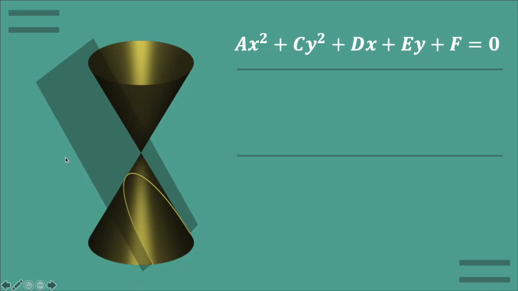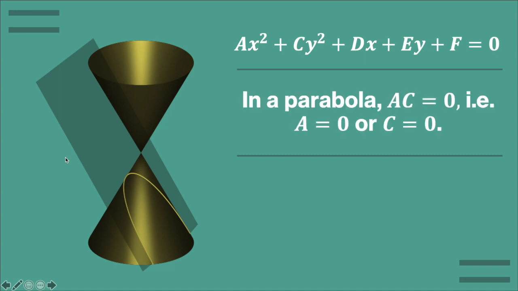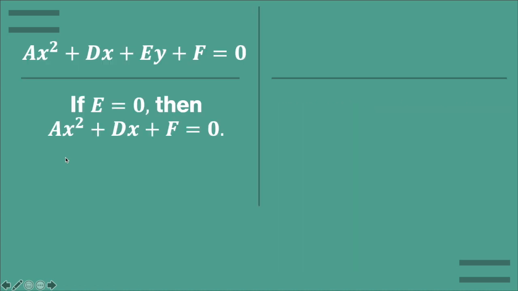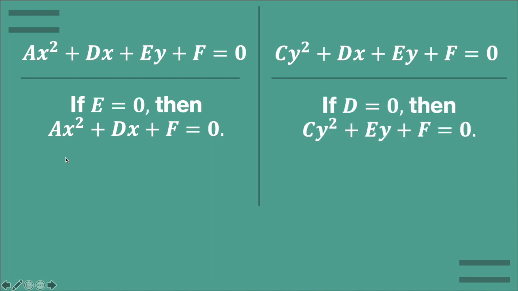Again, this is the general equation for a conic. Now, for it to be a parabola, the product AC must be equal to 0. That means either A or C is equal to 0, or simply as follows. Now let's consider this. If E actually turns out to be 0, what we're left with is a quadratic equation of variable x. If we consider this on the other hand, and let D be 0, well, we also have a quadratic equation, but this time it is of the variable y.